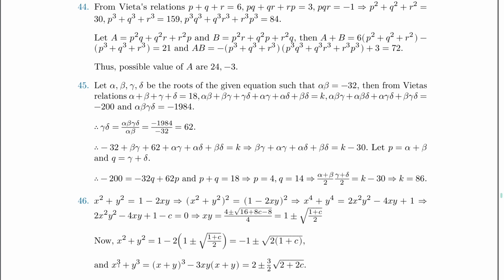And similarly, we have x cube plus y cube is equal to x plus y cube minus 3xy into x plus y. And by substituting the value of x plus y, which is 1, and the value of xy, which we have calculated here, we get the value as 2 plus minus 3 by 2 square root of 2 plus 2c.